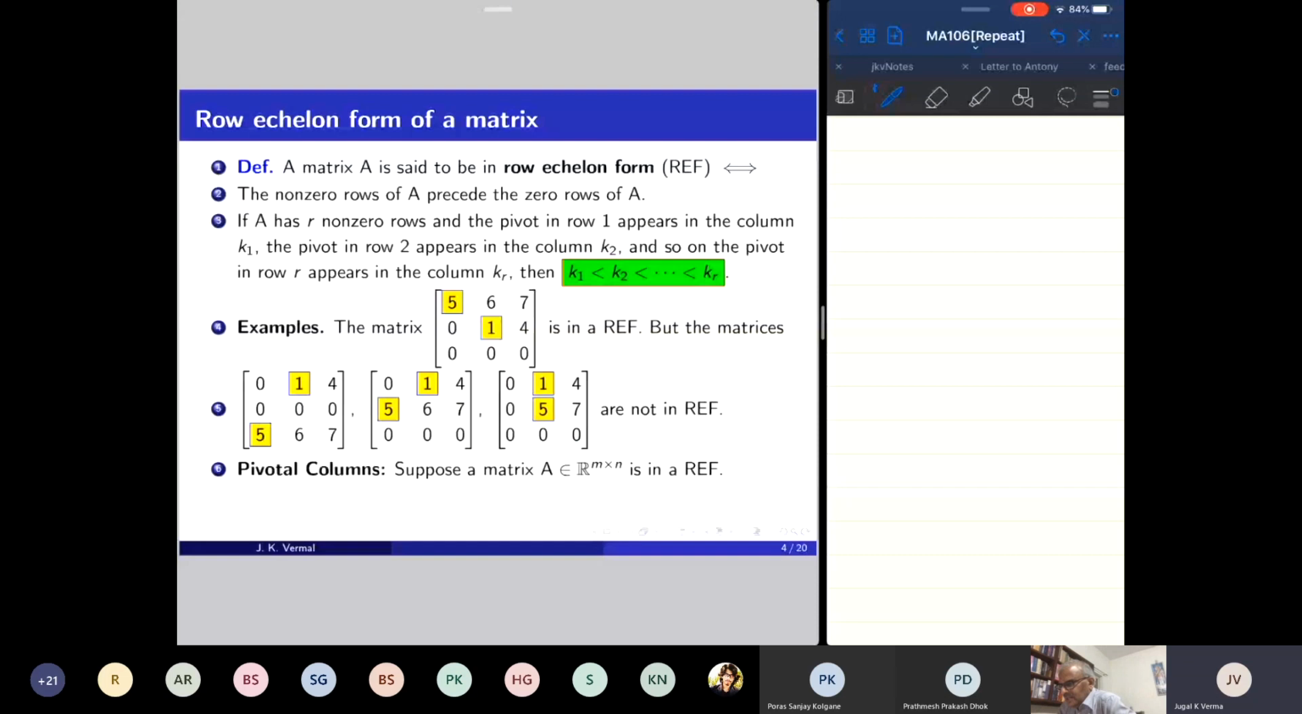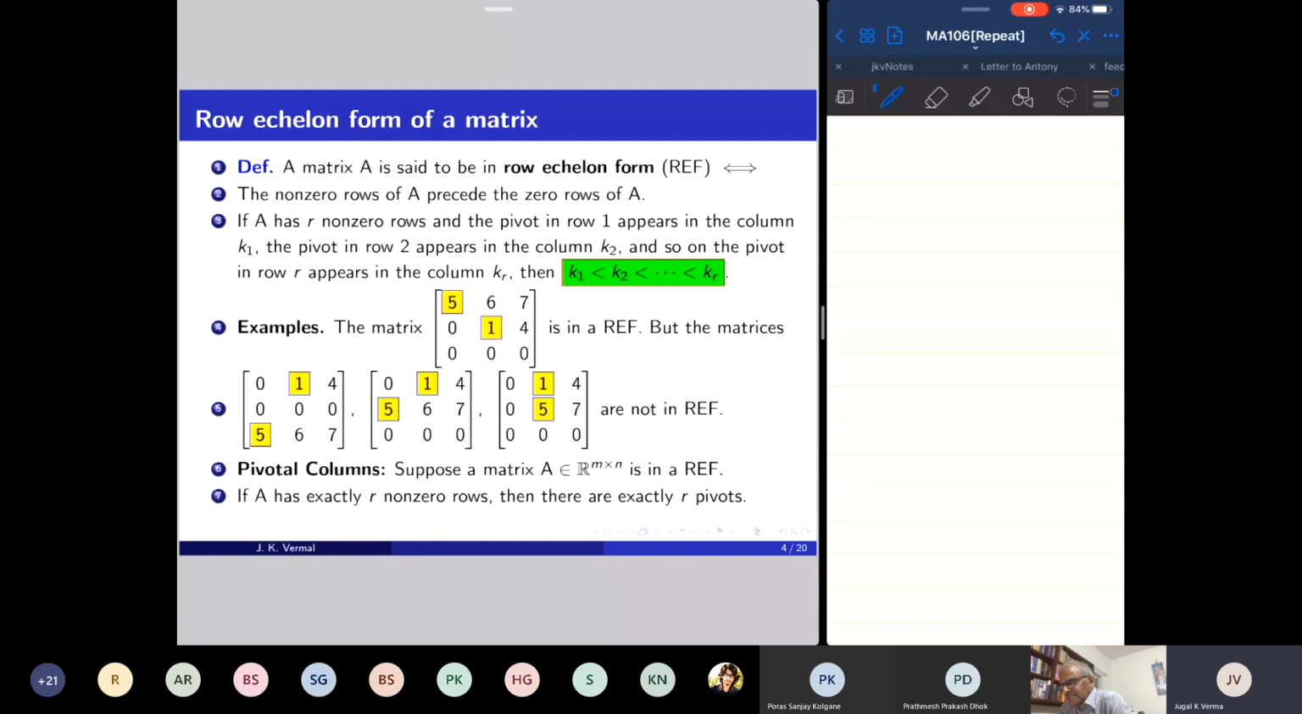Pivotal columns. If a matrix is in row echelon form, the pivots are sitting inside certain columns. For example, this first matrix here, which is in row echelon form, a 3 by 3 matrix, the pivots are sitting in the first column and the second column, and the third column has no pivots. So pivotal columns are the first and the second column, and the third column is a non-pivotal column. So the number of pivotal columns is equal to the number of pivots in the matrix, and the number of pivots is equal to the number of non-zero rows in a matrix in row echelon form.